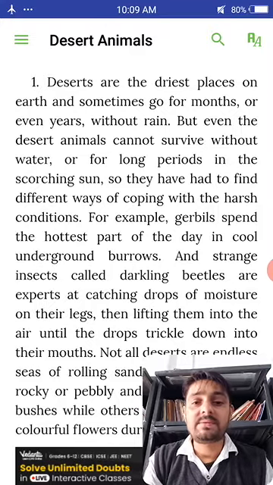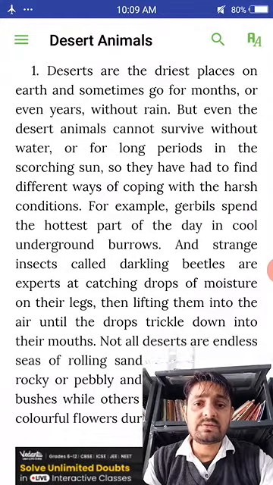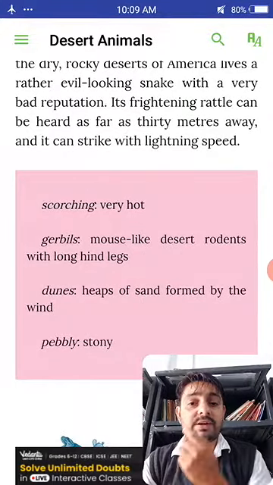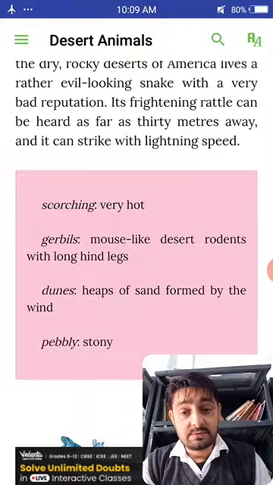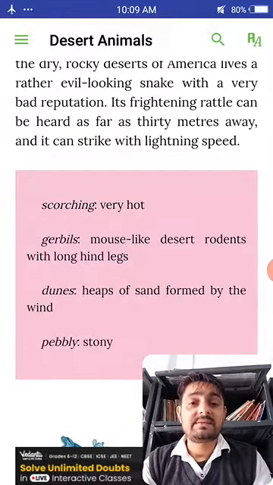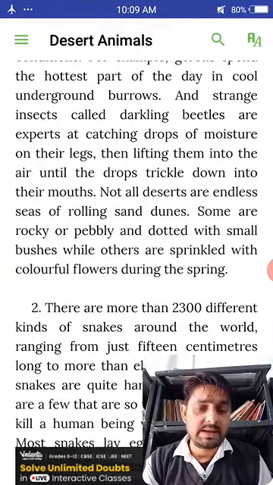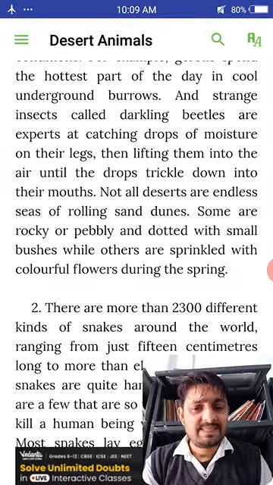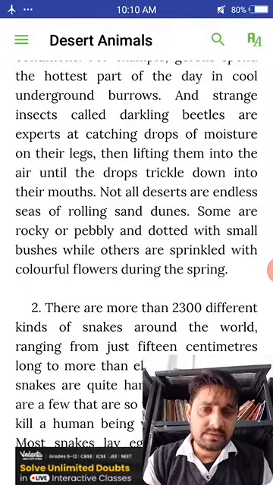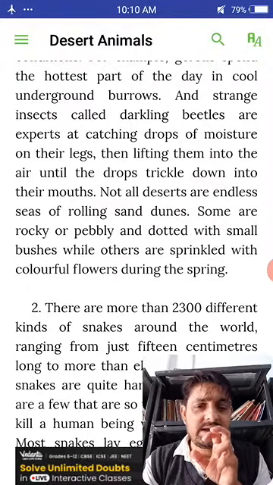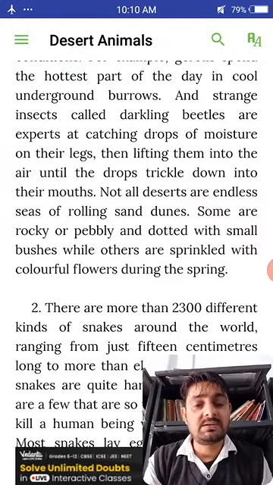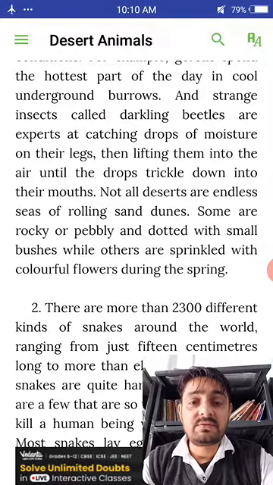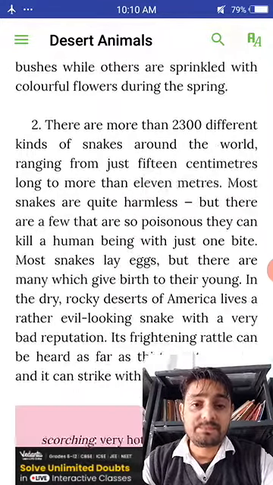For example, gerbils spend the hottest part of the day, where gerbil means mouse-like desert rodents with long hind legs. Rodents are animals whose front teeth are usually a little bit longer than the other teeth. This type of animal is called a rodent. So gerbils are also a type of rodent.